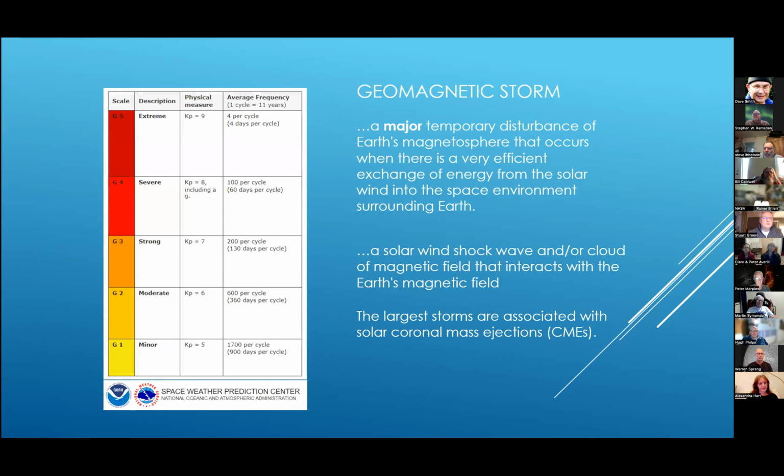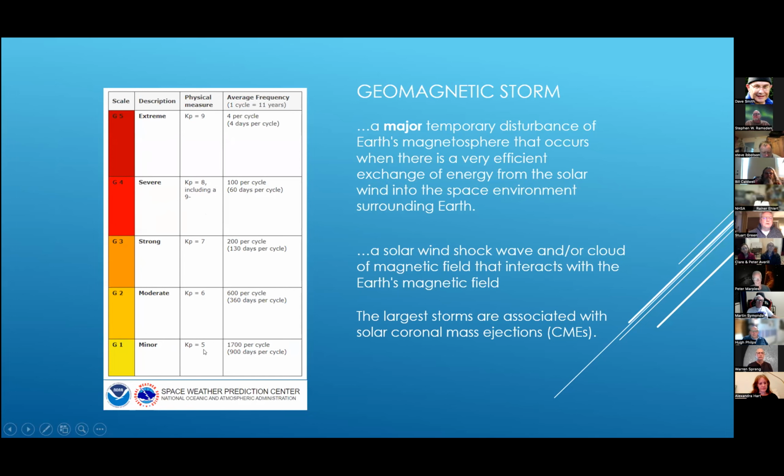And we characterize storms in terms of a G1 to G5 scale. So G1 minor storms, G5 extreme. The majority of storms that I've detected are in this range. I can't recall over 10 years detecting a G4 and certainly not a G5.